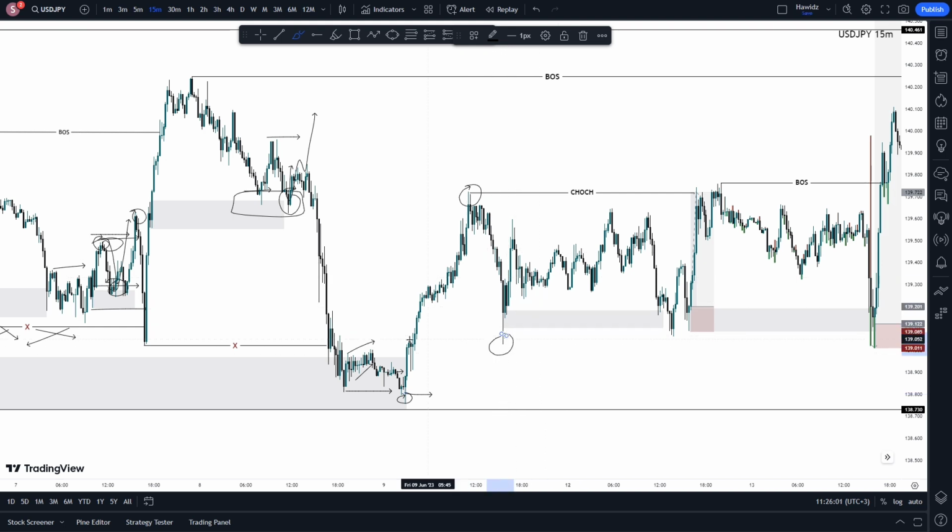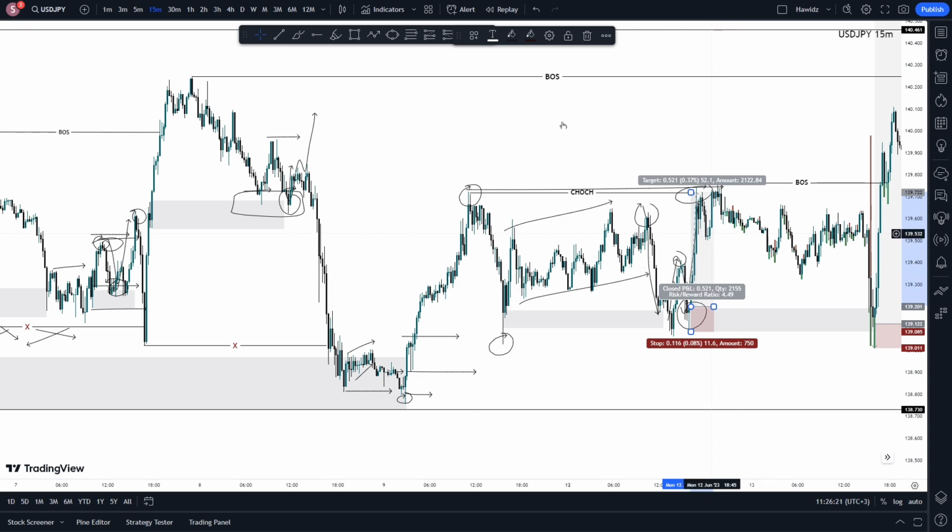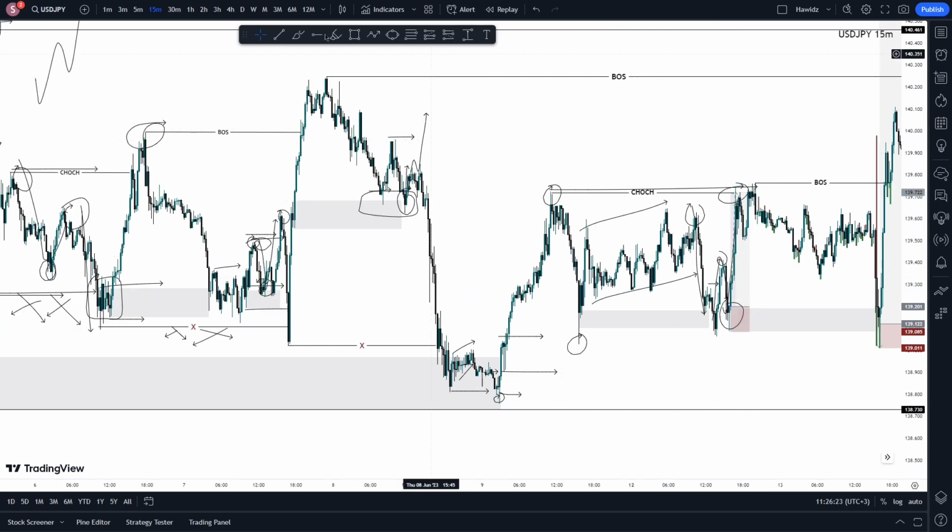So price just came in, made this low after the mitigation of this order block here, created this channel of liquidity right here, came back down to take that liquidity, came up, made this change of character, came back down, gave me this entry right here, targeting the high, of course, and there it is. So this was almost a 1 to 5 RR trade.